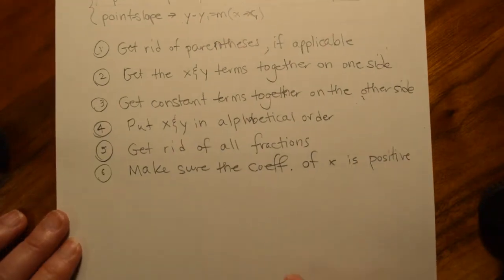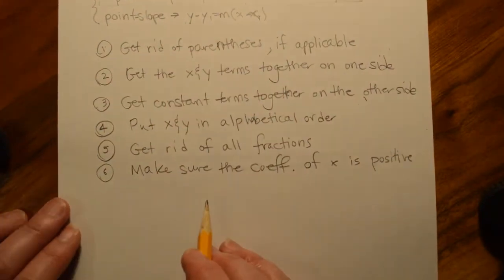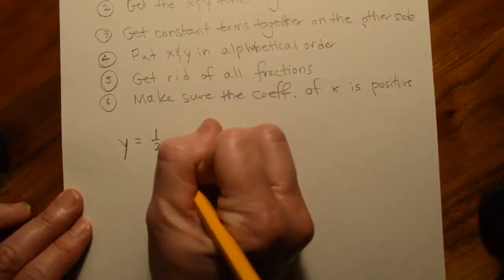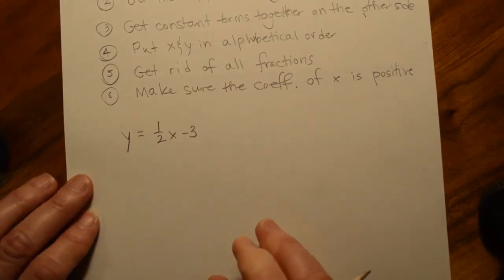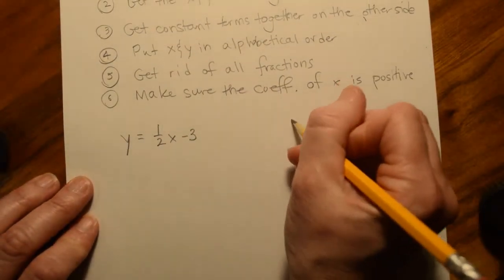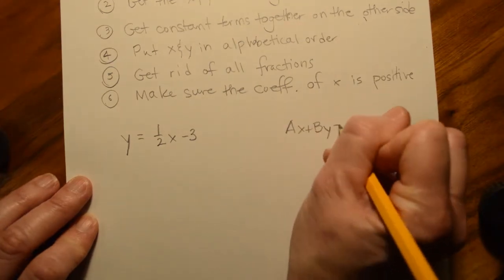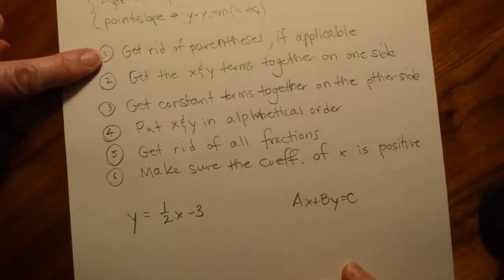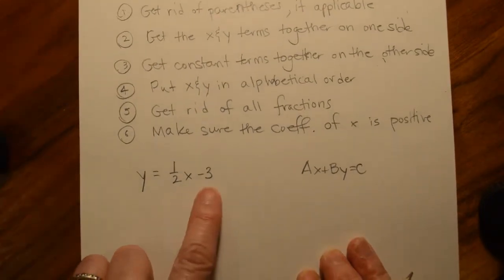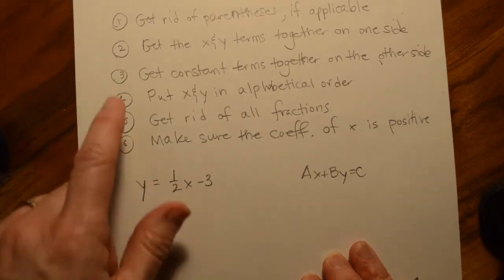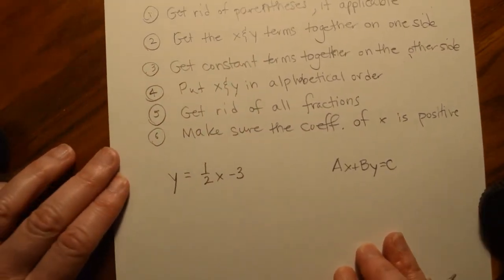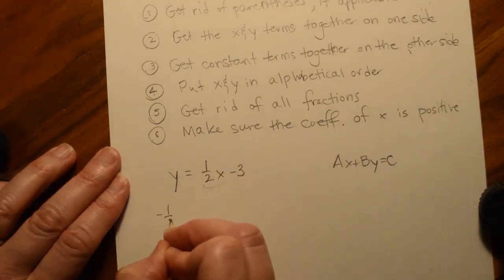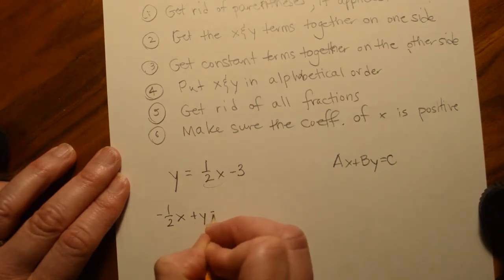So let's take a look at an example of something that's in slope-intercept form. Let's say we had something like y equals 1/2 x minus 3. And we wanted to change it into this ax plus by equals c. Okay, so as we look at our steps, the first one says get rid of parentheses if applicable, and clearly that's not applicable. There are no parentheses here. Get the x and y terms together on one side. So I'm going to take this term right here and move it over. So that would give me negative 1/2 x plus y equals negative 3.